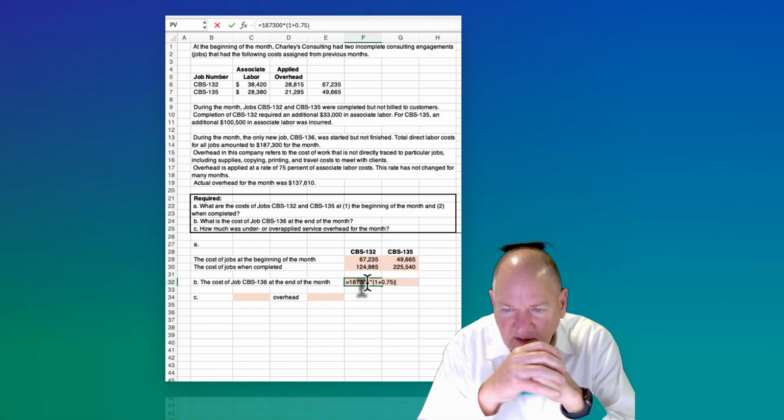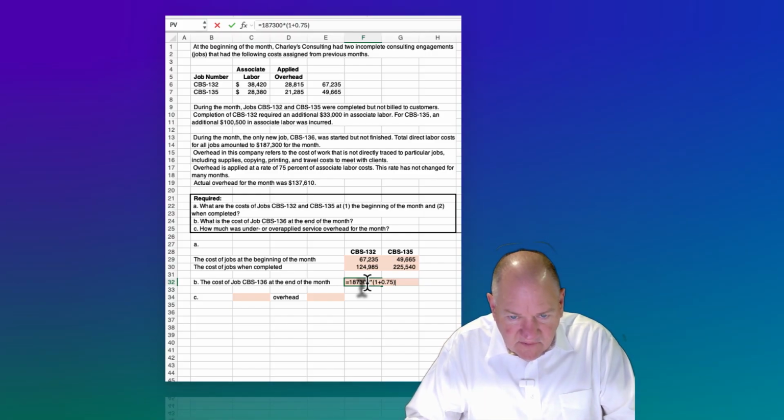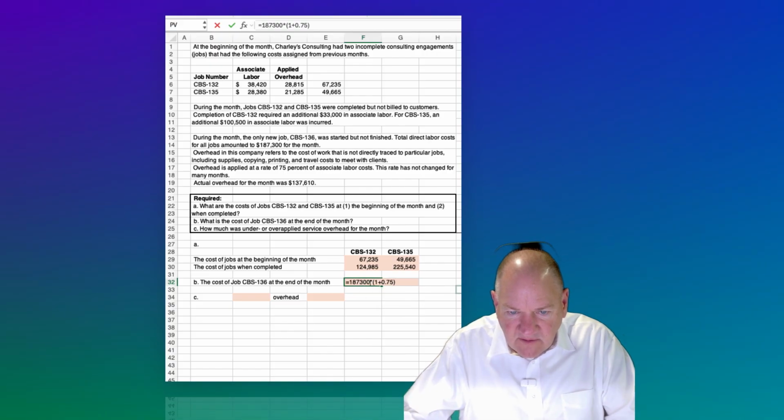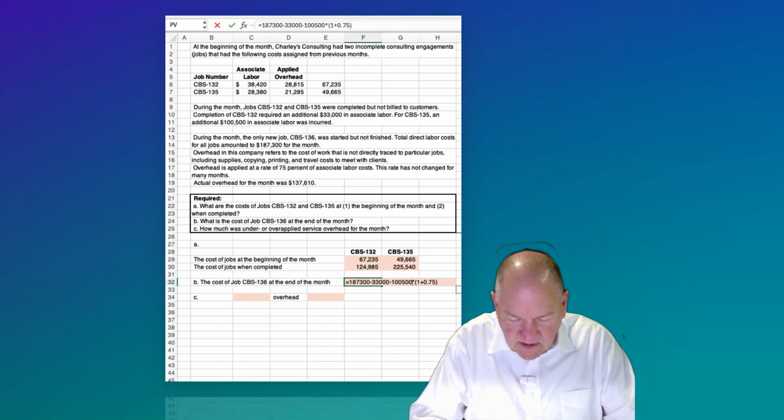But now wait a minute. That 187,300 is the total direct labor cost for the month. So that's not right, because I already had some labor costs for 2 other jobs during the month. I had the labor cost for job 132 and job 135. Job 132 required 33,000 and job 135 required 100,500.